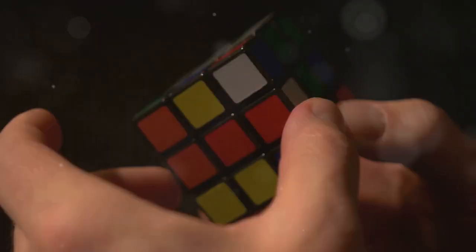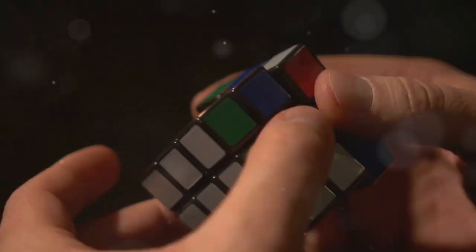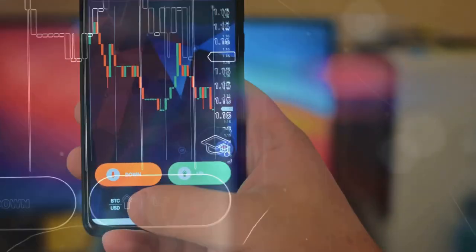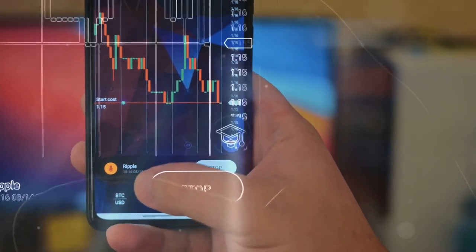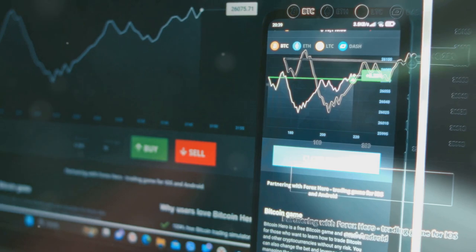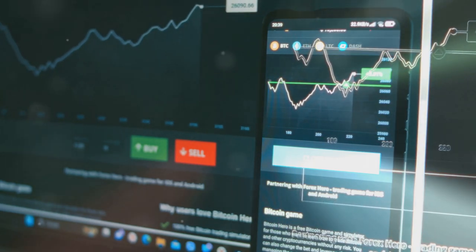Doing crypto taxes yourself can feel like trying to solve a Rubik's Cube blindfolded. But with these hacks and a little help from Coin Ledger, you can conquer tax season like a pro. So go on, give these tips a try, and make crypto tax season a whole lot smoother.